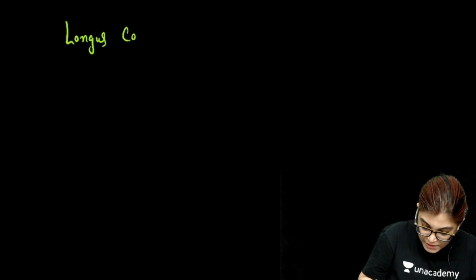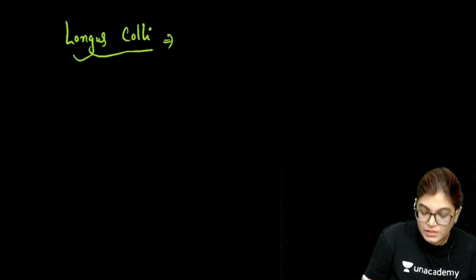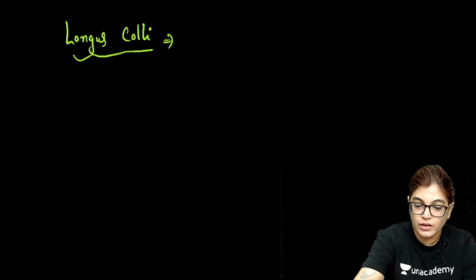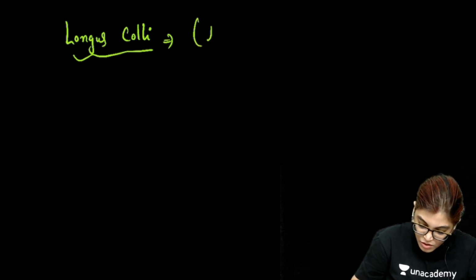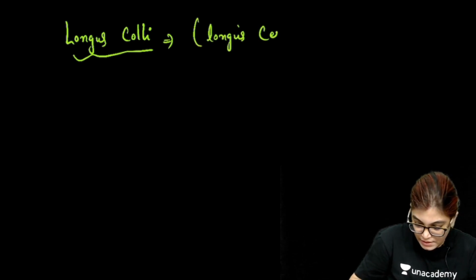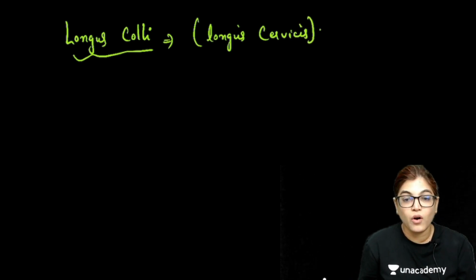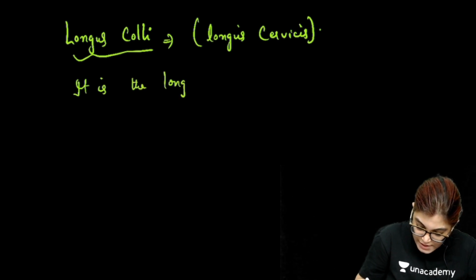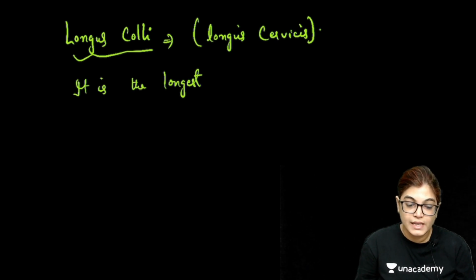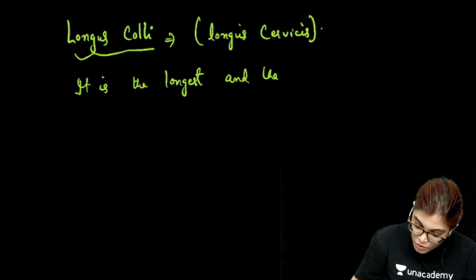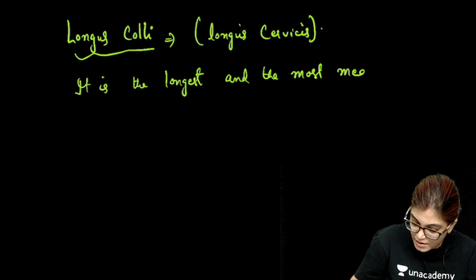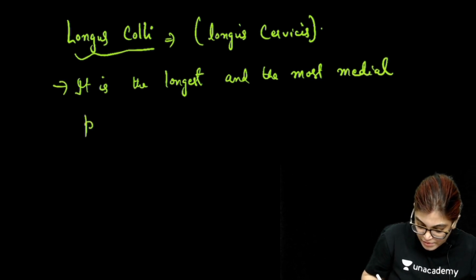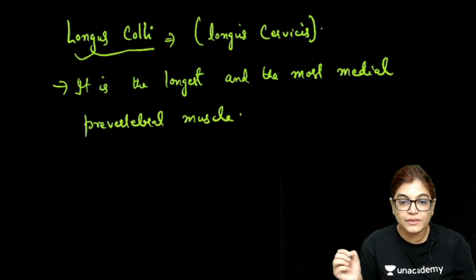Longus coli muscle, the first muscle of this group, which is the longest and the most medial muscle. Longus coli muscle, which is also called longus cervicis muscle. It is the longest muscle of this category and the most medial prevertebral muscle, that we have seen in the diagram.